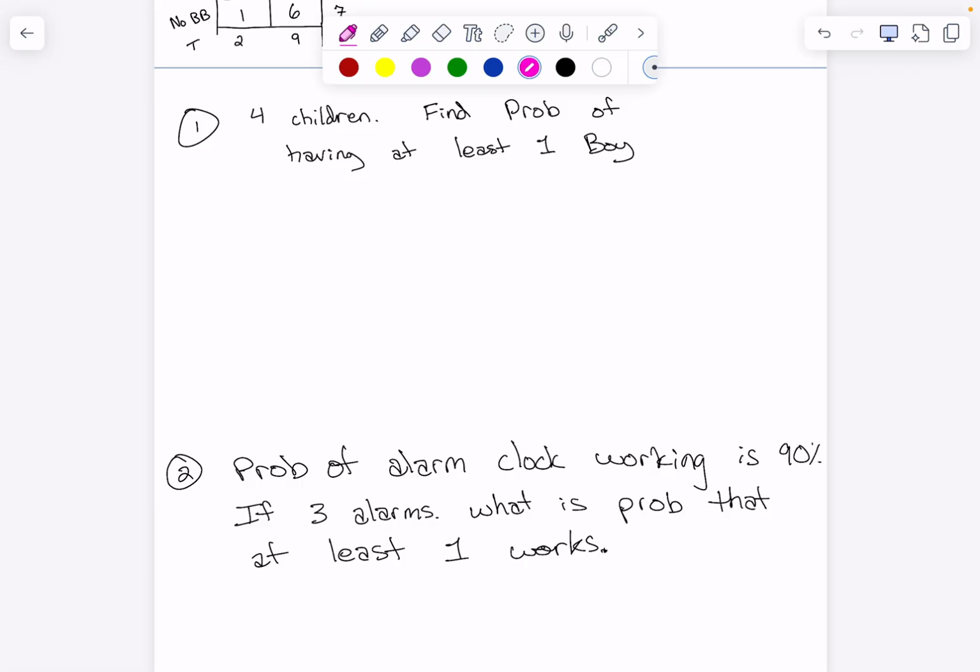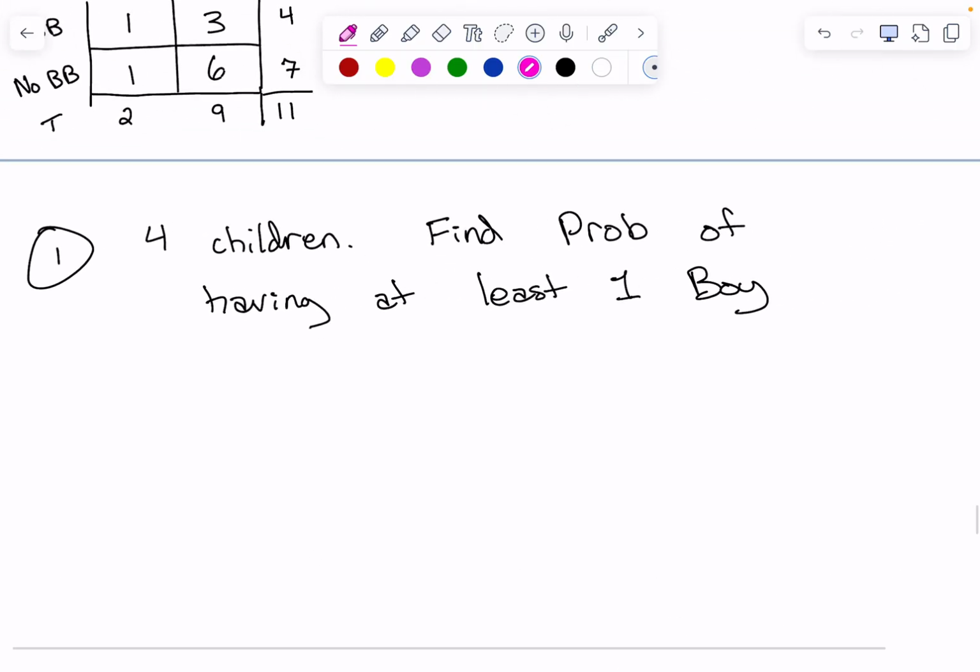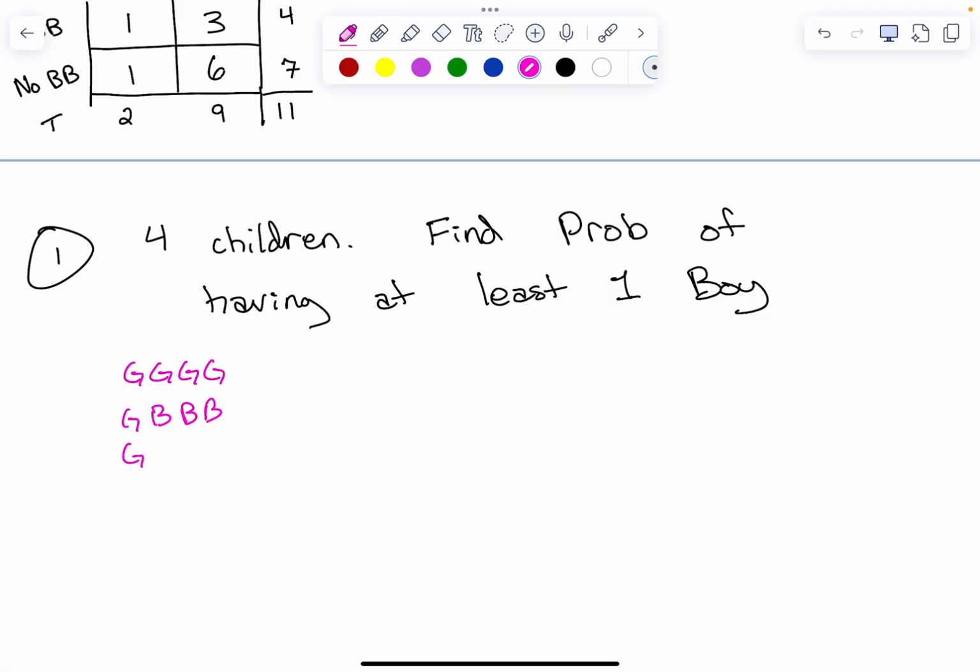This first one is a little more simplified than the second one. The second one's a little bit harder, right? But the first one is you are having 4 children, and I want to know the probability of me getting at least 1 boy. We are assuming that boys and girls have a 50-50 shot. If we start listing options, I'm not going to list them all out, but I could have all girls, or a girl, a boy, a boy, a boy, or a girl, a boy, a girl, a girl. I could have a bunch of different combinations all the way down to all boys, boy, boy, boy, boy, or boy, boy, boy, girl, and there's a bunch of them in between.